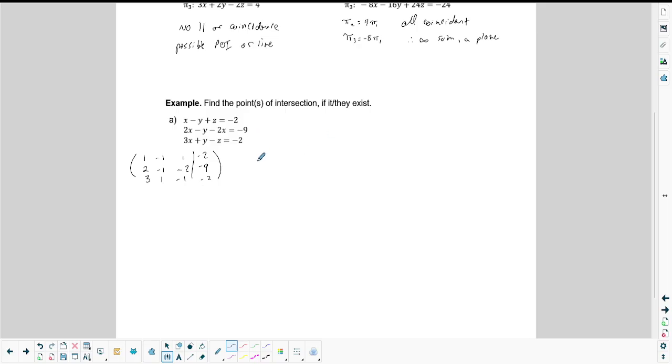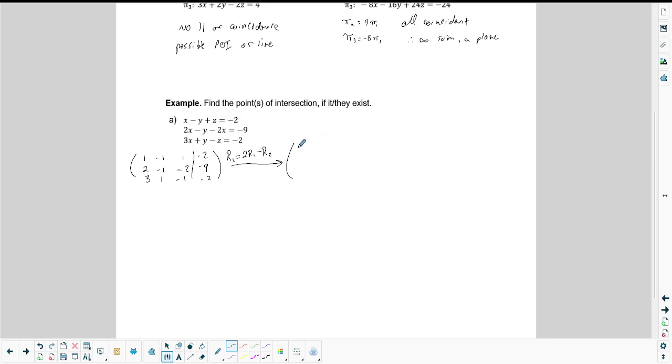So let's try and do 2 steps in one just to save space. Let's get rid of row 2, not row 2 obviously, the first entry in row 2. So let's make row 2 equal to double the first row and then subtract the second row.